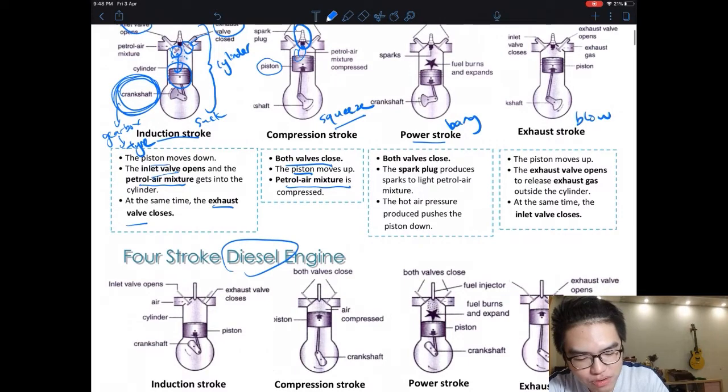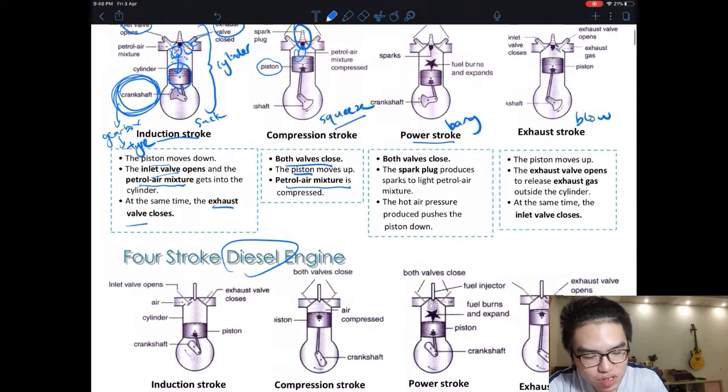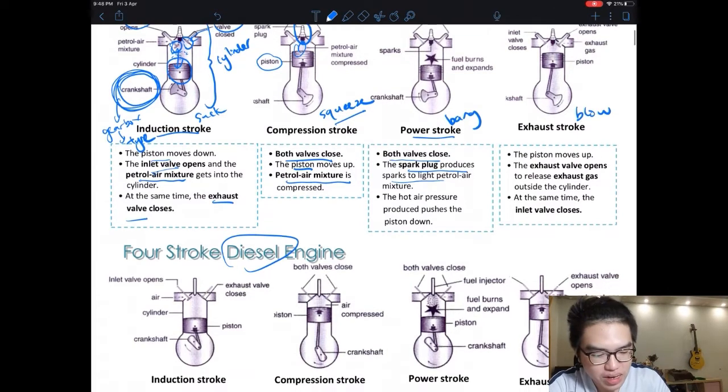We call it the power stroke. Power stroke is where the combustion happens. Both valves are closed, I still need to close them because I need to maintain the pressure. The spark plug produces a spark to light the petrol air mixture. So I need to create a spark, and then poof, it will burn. And then the hot air pressure pushes the piston down. So this is how I generate my power.